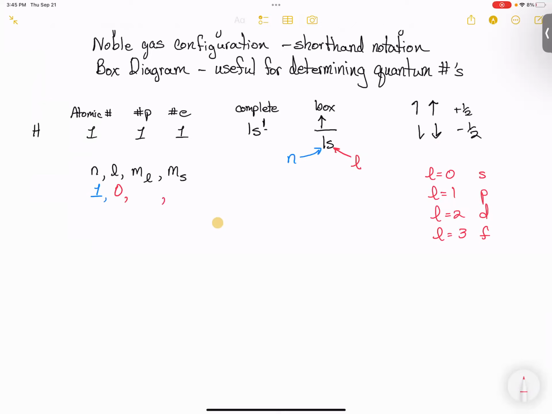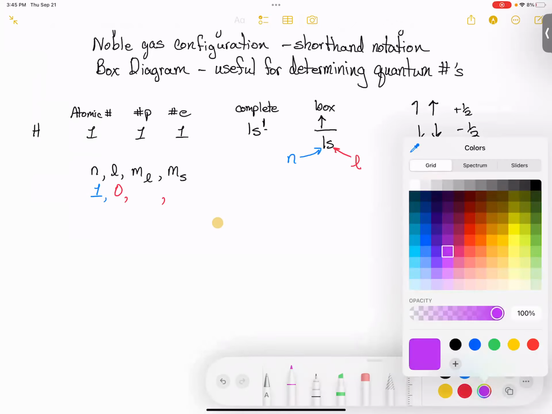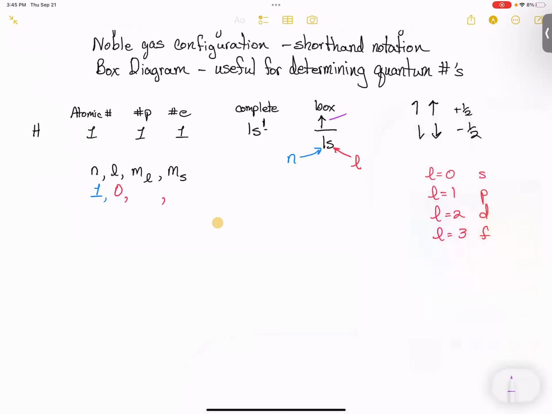I'm going to skip ml briefly and go to ms because it's more obvious. ms is described by the arrow. Again, this is a +1/2, so that's why it's an up arrow.